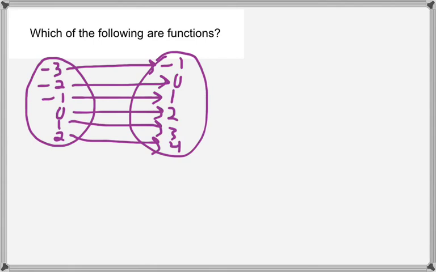So when we look at a relation and we decide if it's a function or not, we're keeping that definition in mind, that it's a function if each input is paired with exactly one output. So if we look here, each input on the left is getting mapped to exactly one output on the right. So this one is a function.